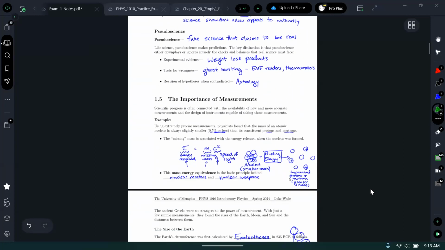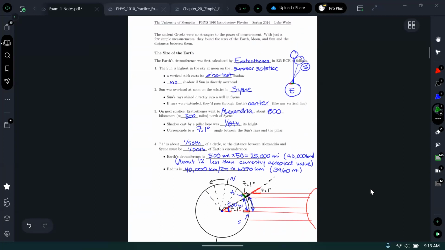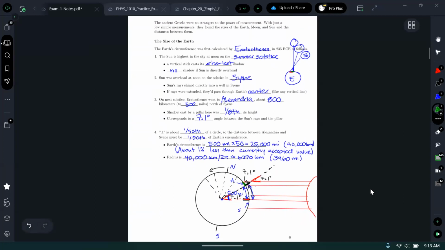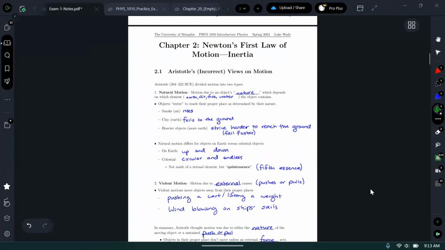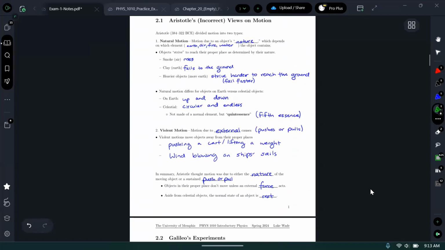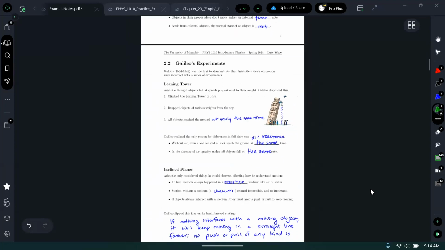After that, the stuff on finding the size of the Earth is not on there. It's just an interesting thing that was done by early scientists. So really, we're already into chapter 2. Because Aristotle's views of motion we now know are not correct, they're not a big focus. I think that would be not the best way to go about things. But Galileo's experiments are a big focus.